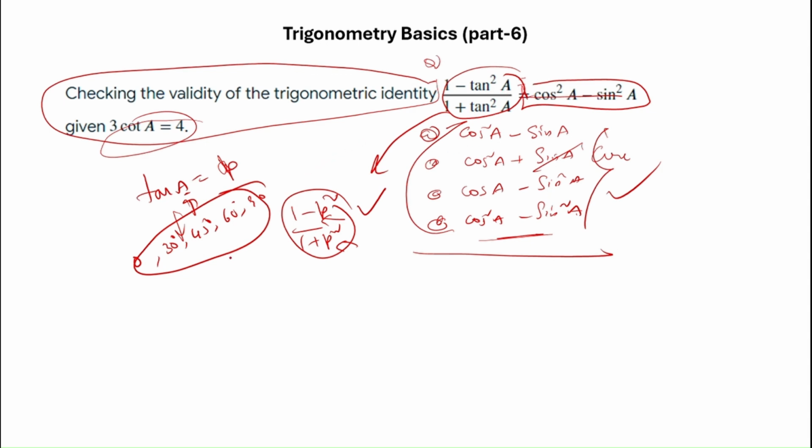Therefore, we need to identify some fixed angles. If you identify some fixed angles for trigonometric ratios, then automatically the majority of the competitive questions related to trigonometry can be solved without doing much computation. That will be discussed in part 7.